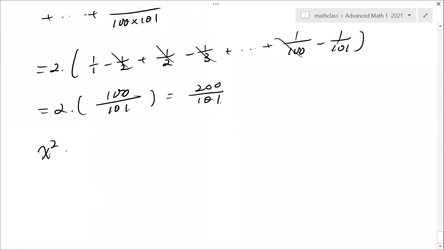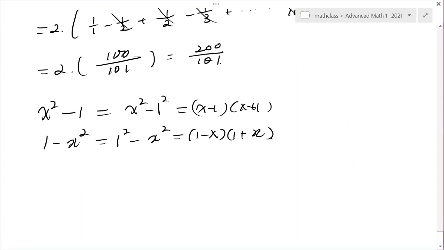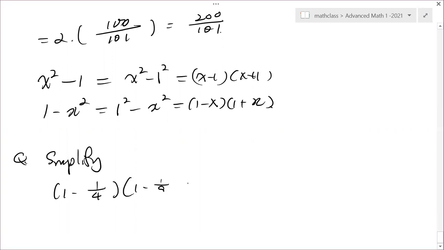We know that x squared minus 1 is x minus 1 times x plus 1. Similarly, 1 minus x squared is 1 squared minus x squared, which is 1 minus x times 1 plus x. With this in mind, we want to simplify 1 minus 1 over 4, 1 minus 1 over 9, 1 minus 1 over 16, and so on. And this should be a perfect square.